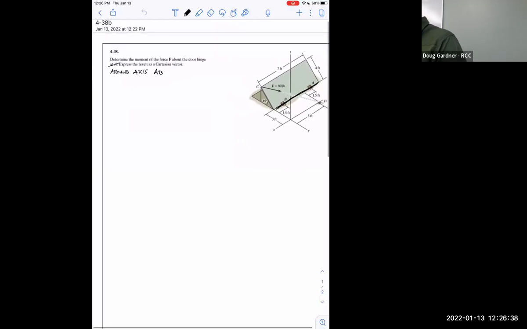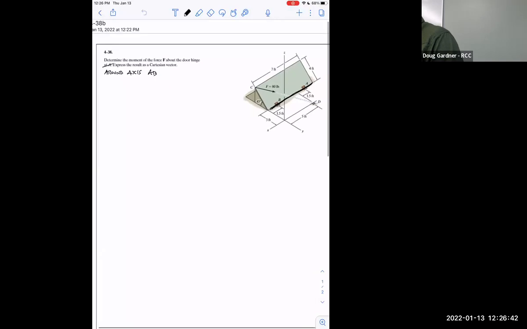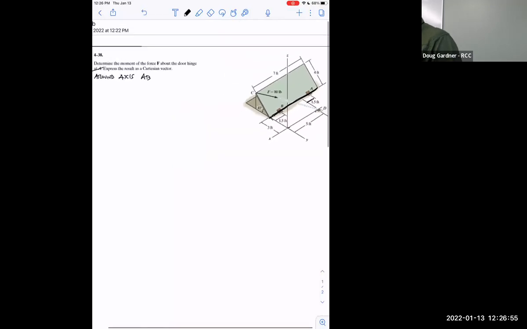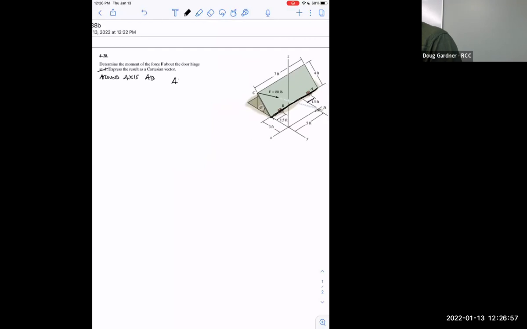So axis AB is, well, anything in the X you want. Like you could say, how far is it from A to B? Notice it's 1.5 and then 5 all the way to here and then back 1.5. So isn't it just 5? Isn't the length of AB actually 5?